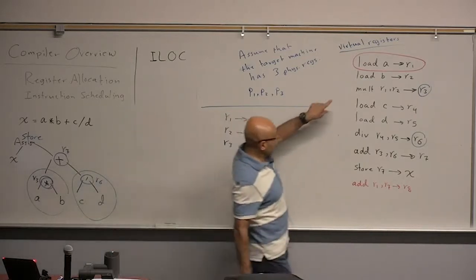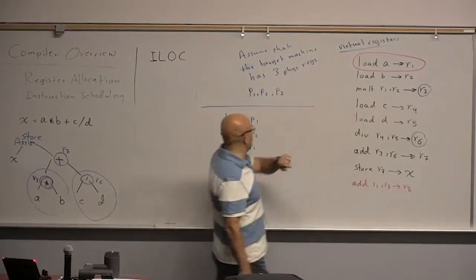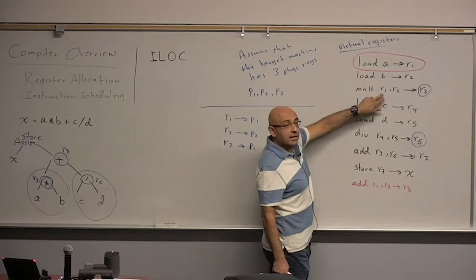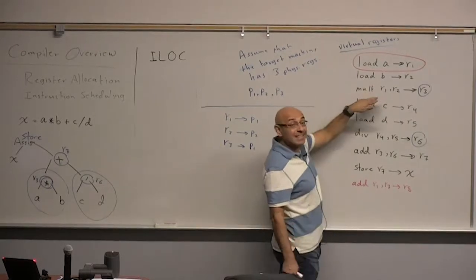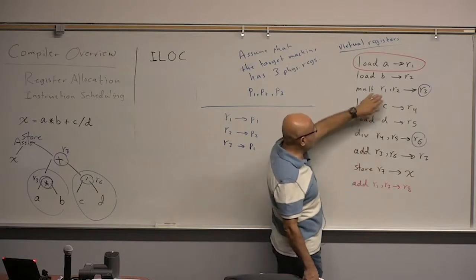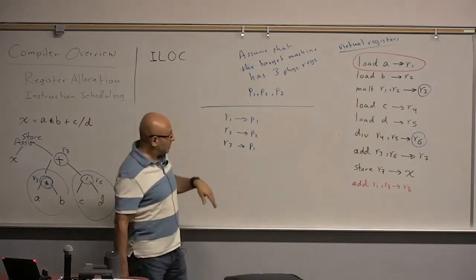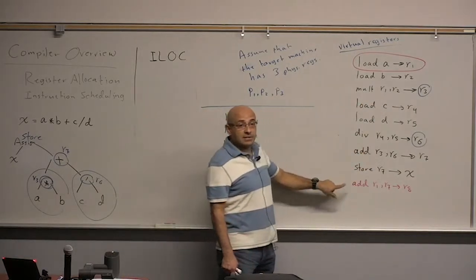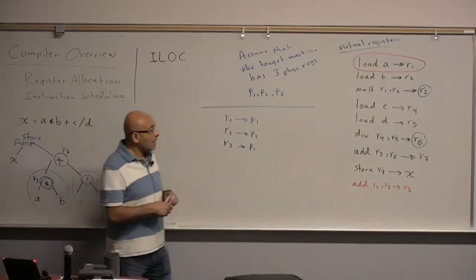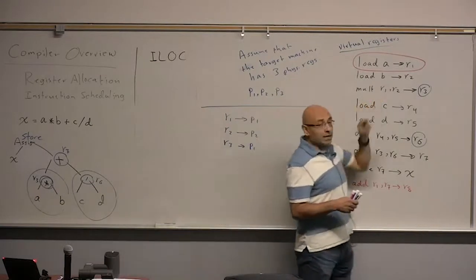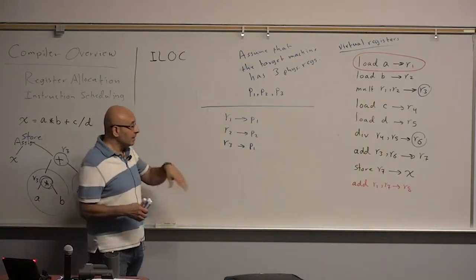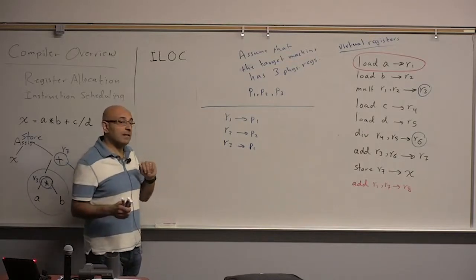Now, here for R3, you cannot reuse the register for R1 because I still need it here. So I still need to keep R1 in a physical register until I get to this instruction. So basically, you always need to keep a virtual register in the same physical register until you are done with it, until the last use of that register.